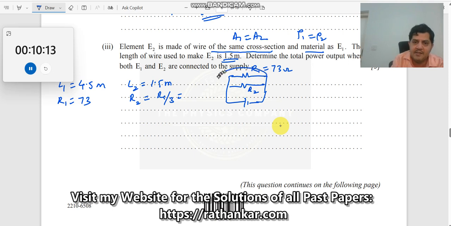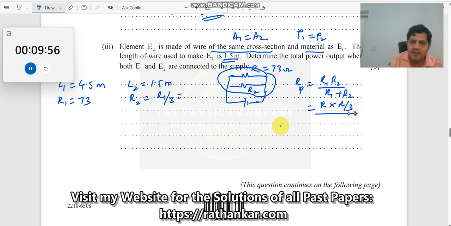Now the effective resistance here, when you connect both of them, is nothing but R parallel, which will be equal to R1 R2 divided by R1 plus R2. What is R1? I'll just write R. R multiplied by R2, what is this? R by 3, divided by R plus R by 3. Make it easier, right? So this is equal to R square divided by 3, divided by 4R by 3. This goes away, this goes away. You get the answer as R by 4.